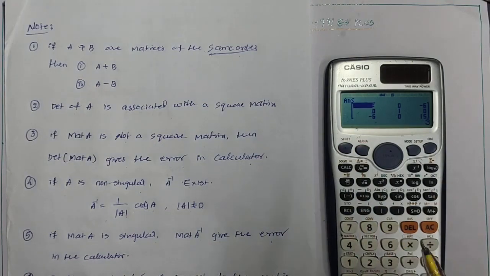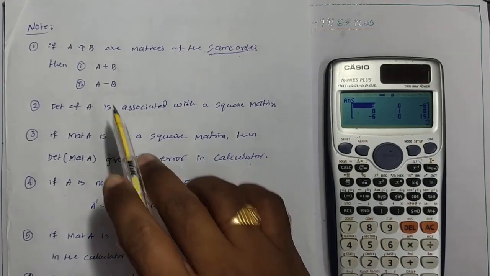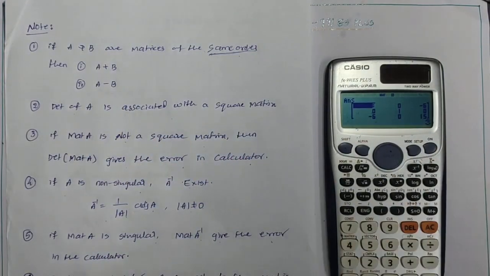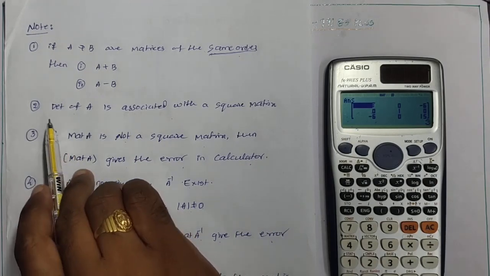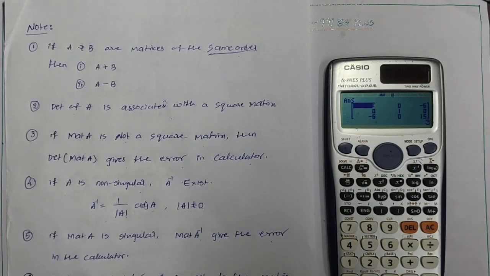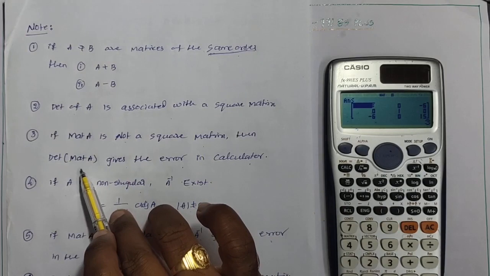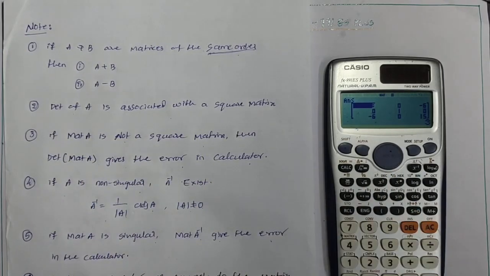Suppose in this calculator, mat A and mat B are of different orders, then mat A plus mat B gives the error in the calculator. Similarly, mat A minus mat B gives the error in this calculator. All of you know determinant of A is associated with a square matrix. If the given matrix is a square matrix, then we are able to find the determinant. If the given matrix is not a square matrix, then we cannot find the determinant. If mat A is not a square matrix, then det of mat A gives the error in this calculator.